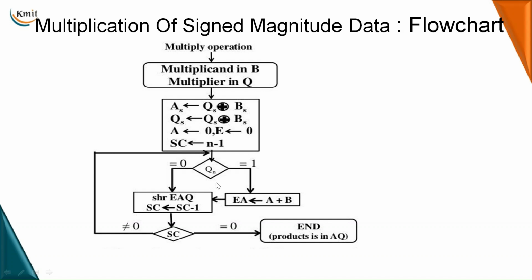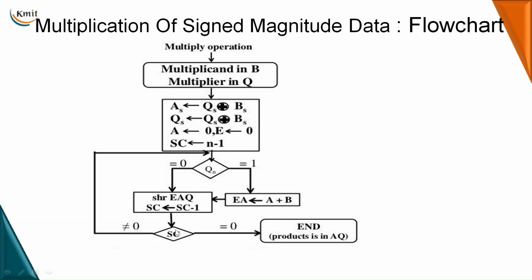Next is the Qn. You are going to check the rightmost bit of your multiplier, the least significant bit, the nth bit, that is represented by Qn. So if Qn is equal to 0, then you have to perform a logical shift right operation on the contents of E flip-flop, A register and Q register. And then after performing a shift right, you're going to decrement your sequence counter by 1, and you're going to check the value of the sequence counter.